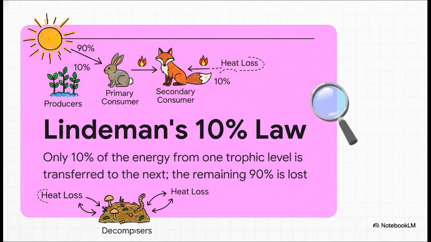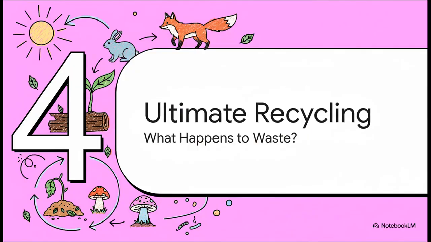Only about 10% actually gets stored in the body of the organism that gets eaten. It's an incredibly inefficient system, and it's the fundamental reason why top predators are always so rare. So we've seen how energy flows in one direction, and then, poof, it basically runs out.